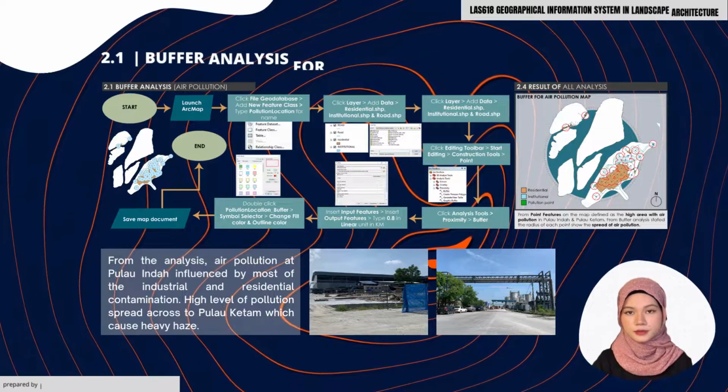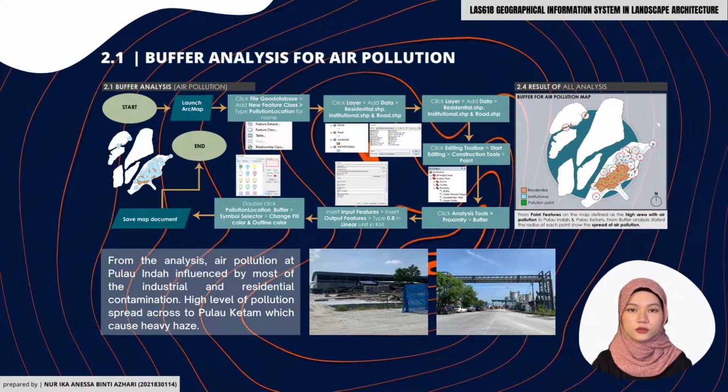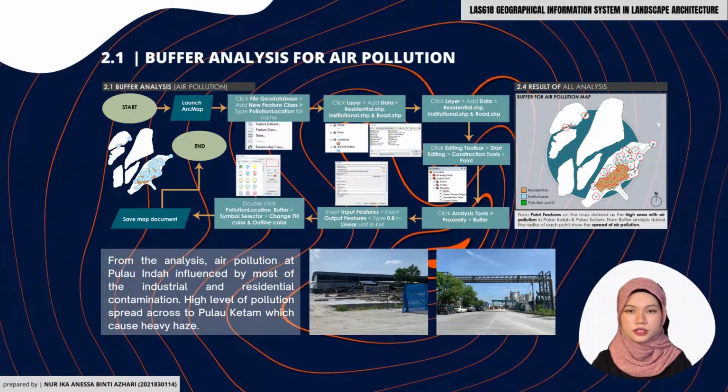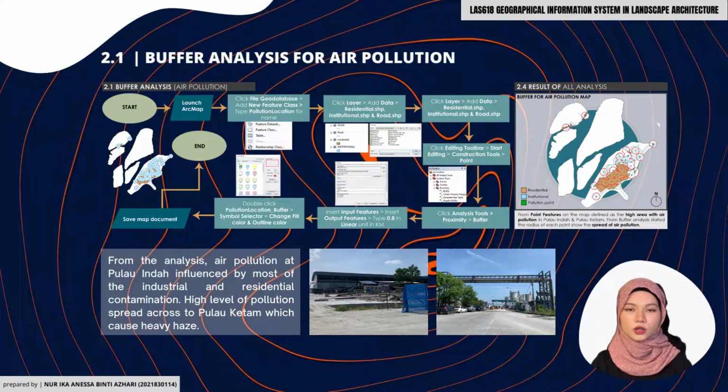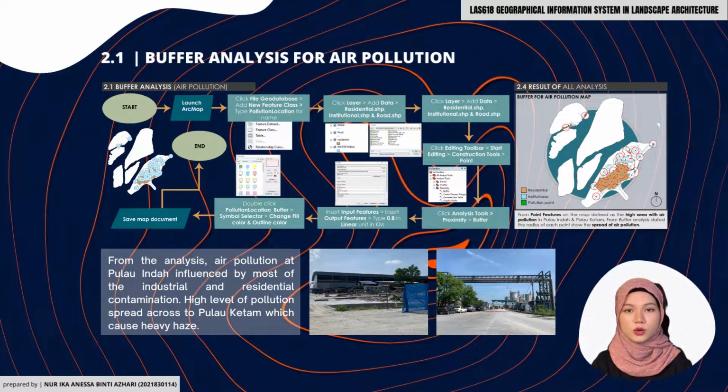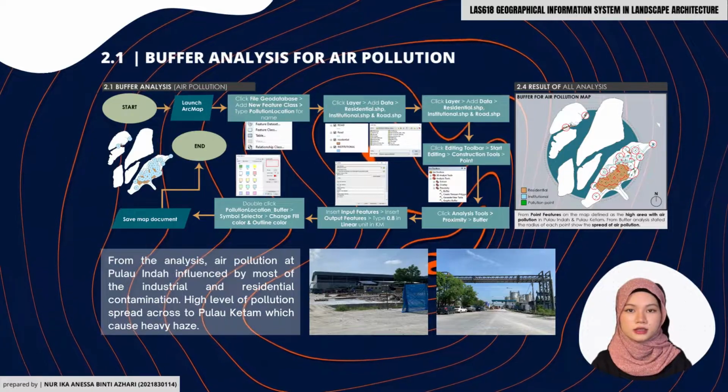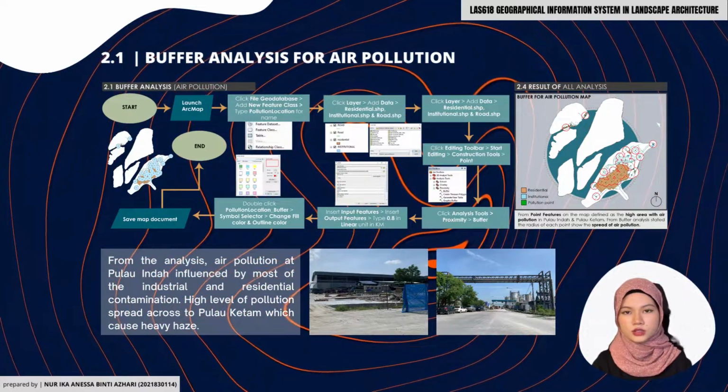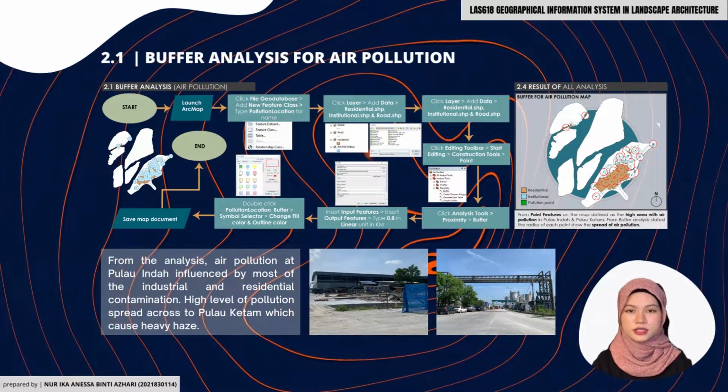From the analysis map, air pollution at Pulau Indah is influenced by most of the industrial and residential contamination. High levels of pollution spread across to Pulau Ketam, which also cause heavy haze. This also affects the health conditions of living things by giving serious diseases.